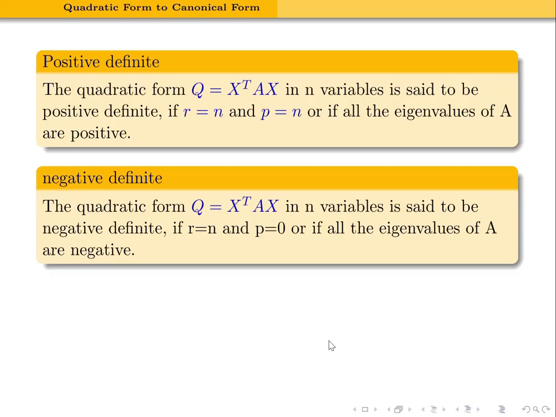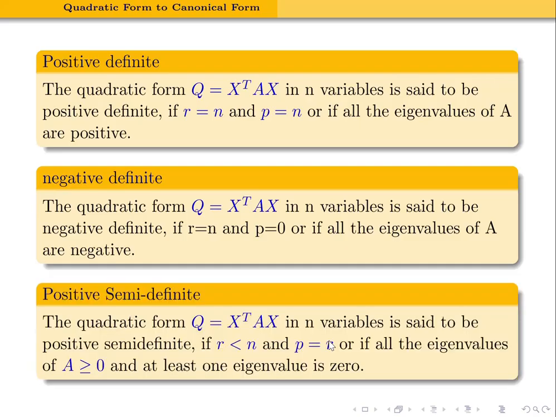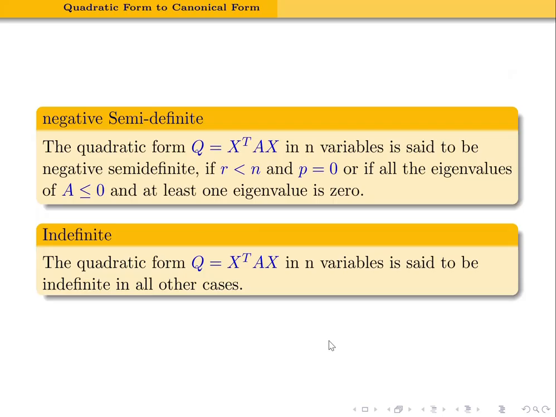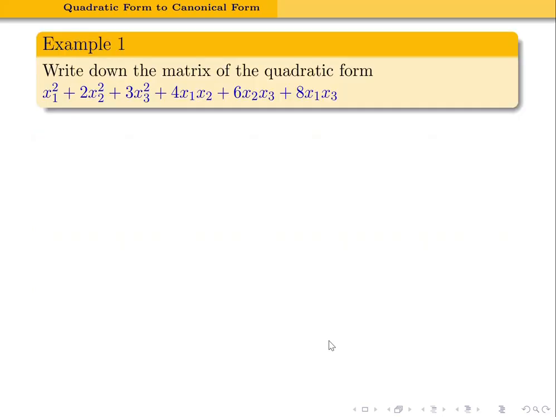The quadratic form Q = X transpose A X in n variables is said to be negative definite if R is equal to n and P is equal to 0, or otherwise if all eigenvalues are negative. Positive semi-definite: if R is less than n and P is equal to R, we say it is positive semi-definite. Negative semi-definite: R is less than n and P is equal to 0. Indefinite means it does not follow any of the above conditions.